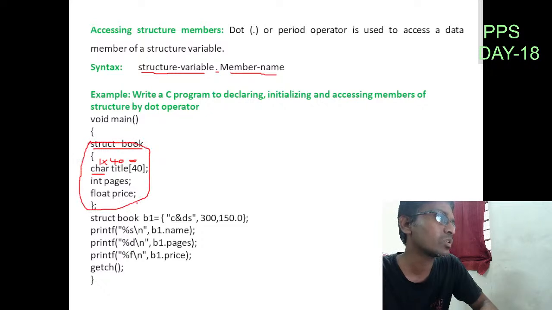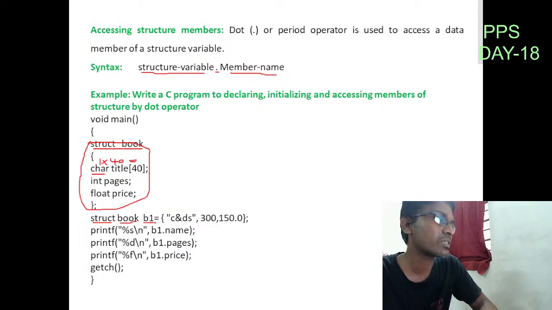Now I am going to define the structure variable. How do we define the structure variable? It will be struct followed by the structure name and followed by the structure variable. Here my structure variable is b1.